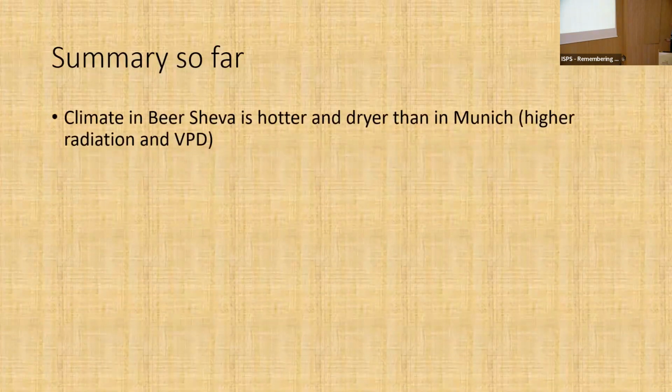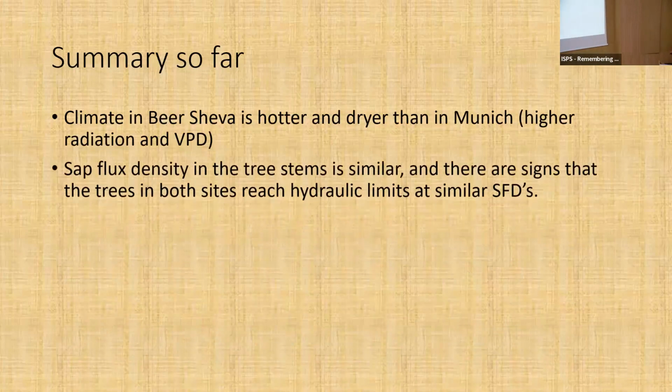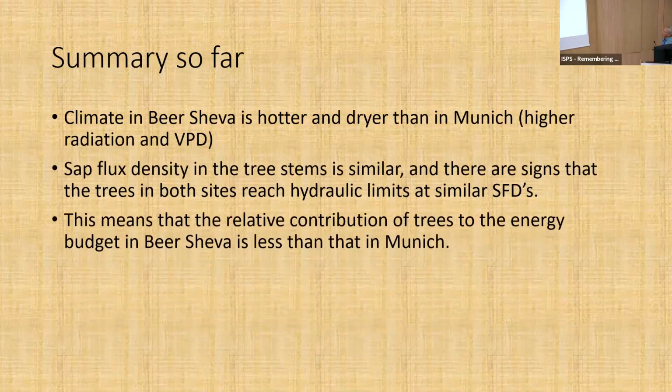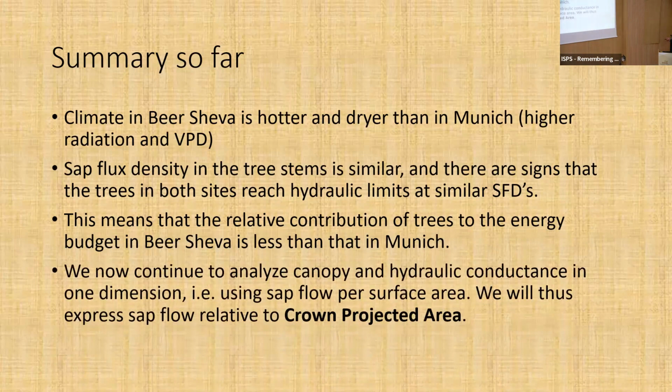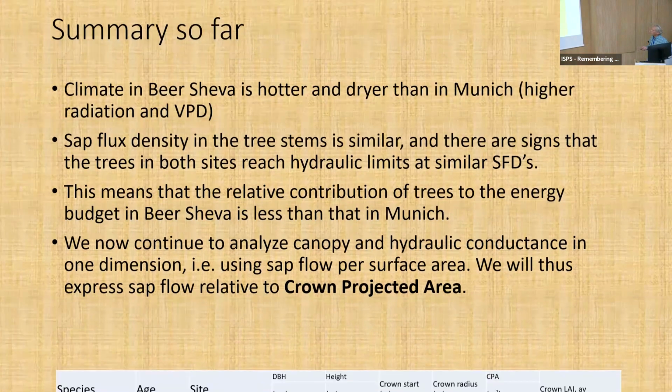Okay, summary so far. Climate in Beersheba is hotter and drier than Munich, and sap flux density is similar. That means that the relative contribution of the trees in Beersheba is going to be less than in Munich, right? The cooling relative to the energy budget or to the evaporative demand is going to be less. Now we continue to convert this to a canopy projected area. We want to get a one-dimensional resistance for canopy conductance.